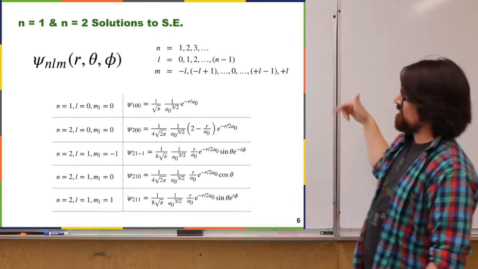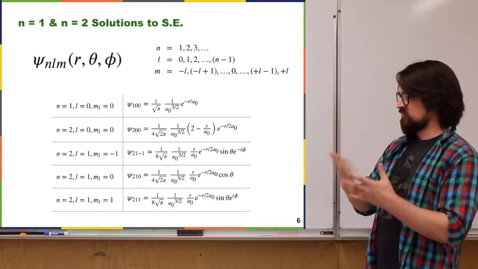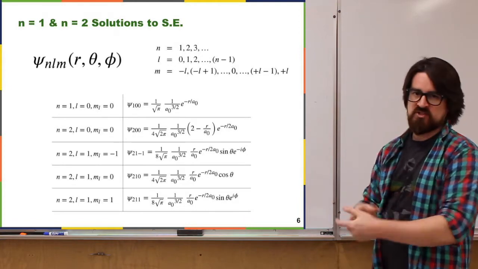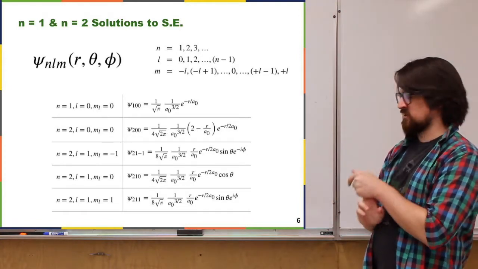So what about if n is equal to 2? Well, there are a number of possibilities, but one of them is that L is 0, and then m has to be 0.